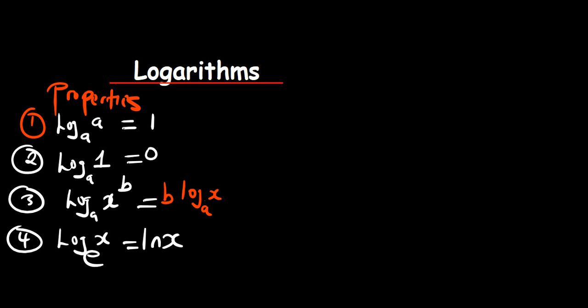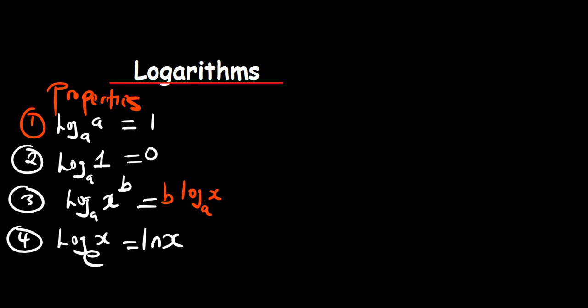Then, just like the first rule, if I've got the natural log of e, the natural log of e is the same as log in base e of e. Just because of this, it will also give you a 1, just like the first rule, and that is also very important for us to understand.